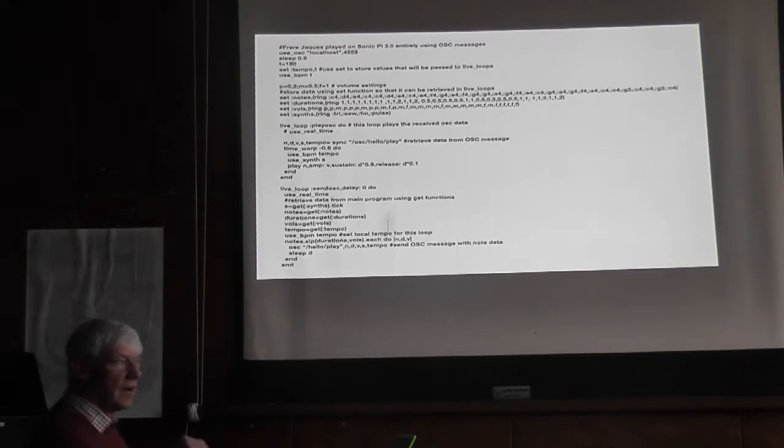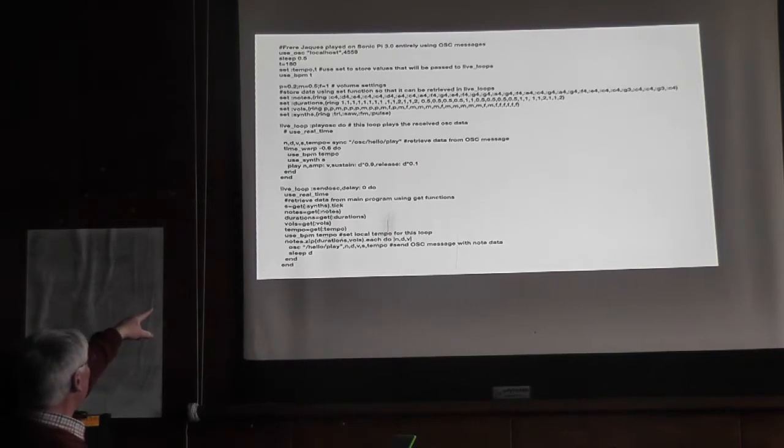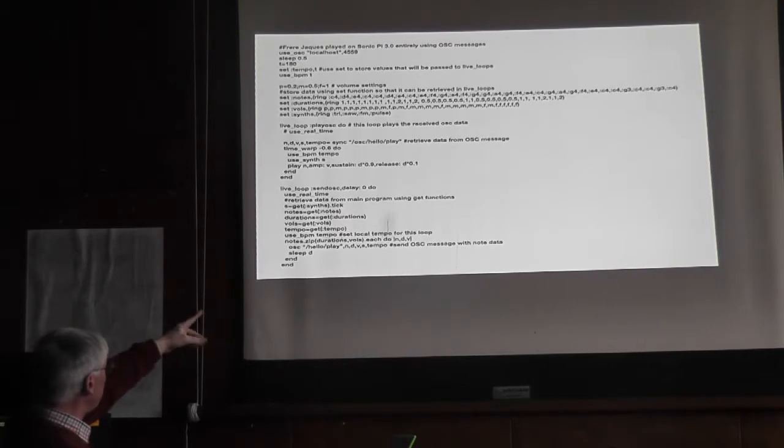And so we're going to play it. The live loop at the bottom is going to do the playing. What we do is we get these values: notes, durations, volumes and tempo. We set the tempo by saying use this number of beats per minute for this tempo.